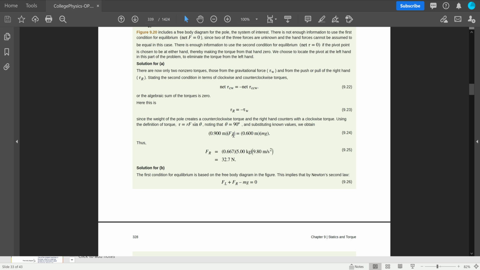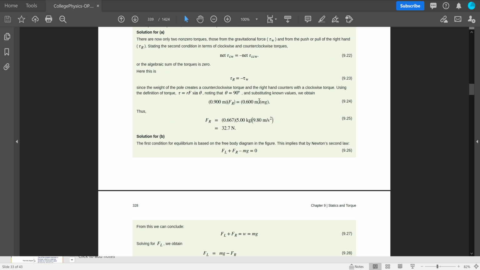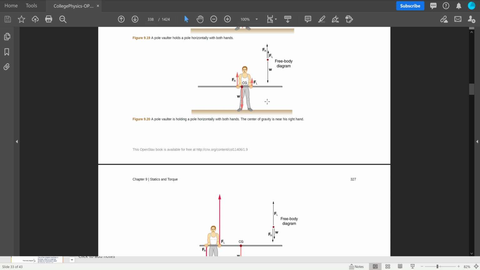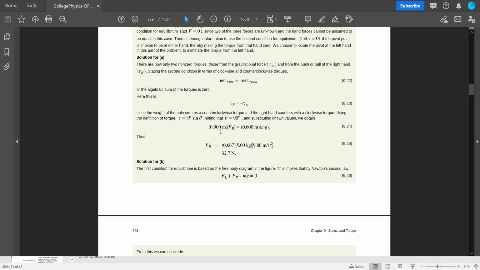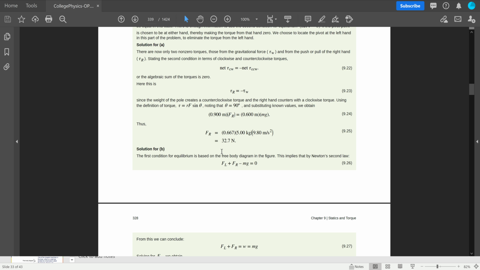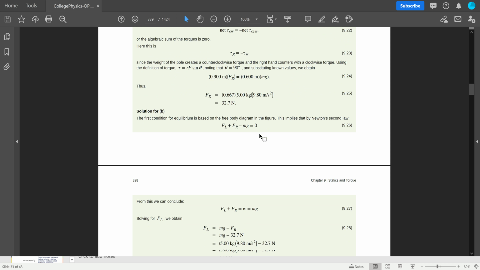So we have 0.9 meters, which is the total distance between the left hand and the right hand. They are 0.9 apart. That means if the pivot point is on the left hand, it's 0.9 meters from the right hand, and we're trying to find our force on the right hand. That equals the torque of the weight. So we have 0.6, which is the center of gravity, and mg. We rearrange, divide by 0.9, and we end up getting 32.7 newtons. That's our force on the right hand.